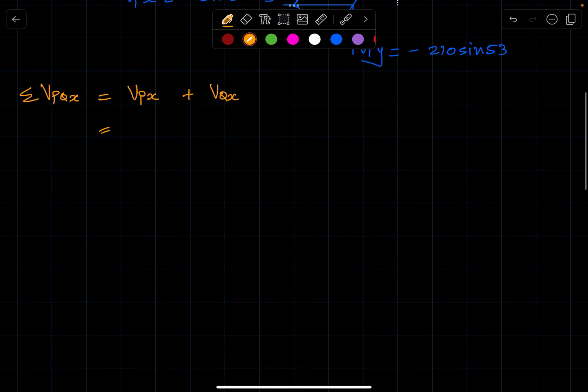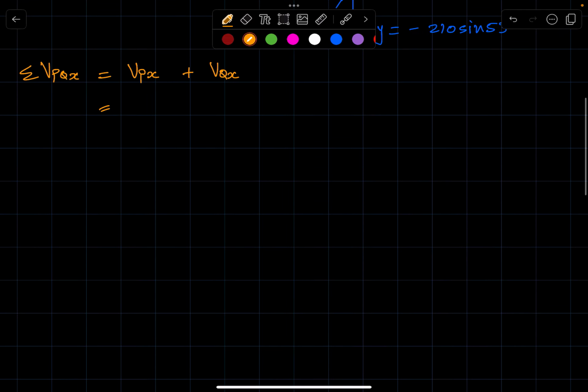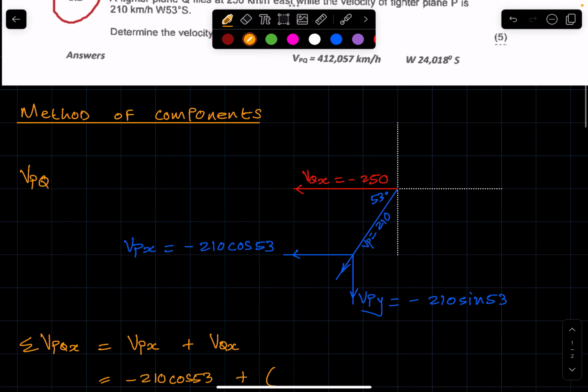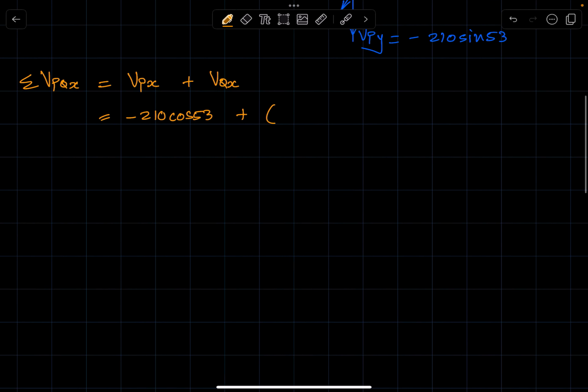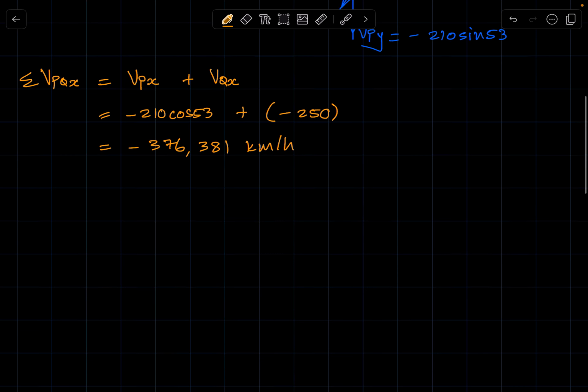So this is equal to VPQ is negative 210, so this is negative 210 cos 53, plus VQX, which is equal to negative 250. So this here is negative 250. Now, if you punch this in your calculators, we are going to get negative 376,381, and this here is in kilometers per hour.